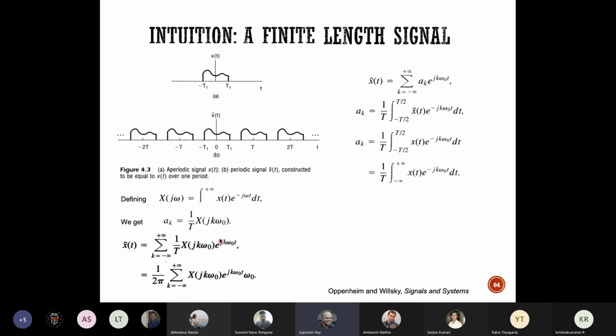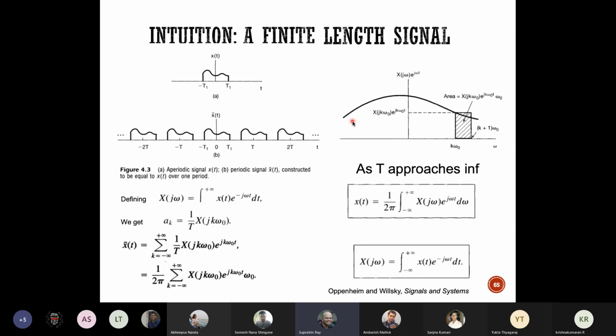So let's think about what happens here now as t starts to increase. I'll get to this part in a bit. Let's just think of this. I've got a continuous function here, which is this function X of j omega. And I'm looking at an infinite sum of X of j k omega naught, its particular value here, multiplied by e to the power j k omega naught t. So at k omega naught t, you've got e to the power j k omega naught t.